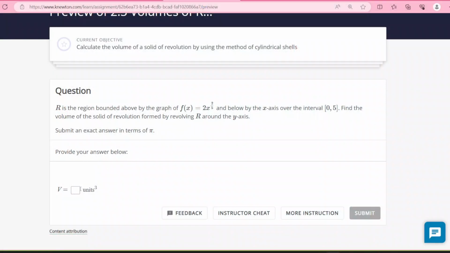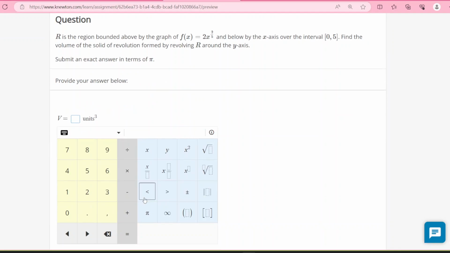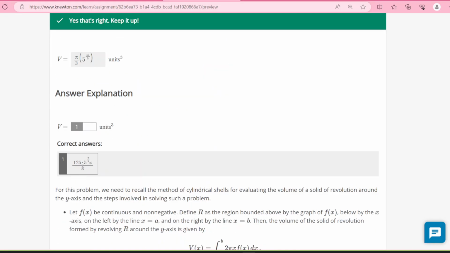Let's check it out. I go back here. So I have pi over 3 times, and then 5 raised to the 17/5 power. Oops, down there. And that should be good. Great. Yeah. See, they have 125 times the fifth root of 25, that's 5 to the 2/5, pi over 3. Same thing, right?